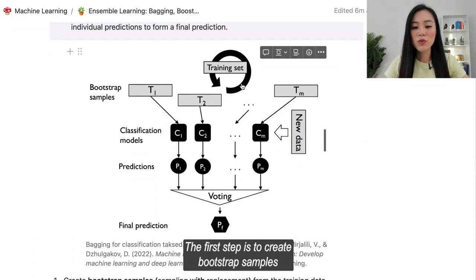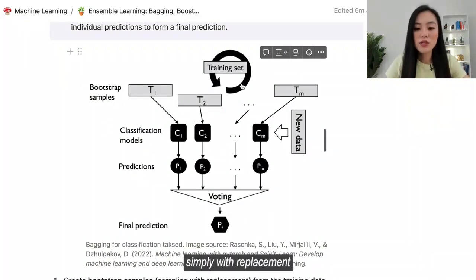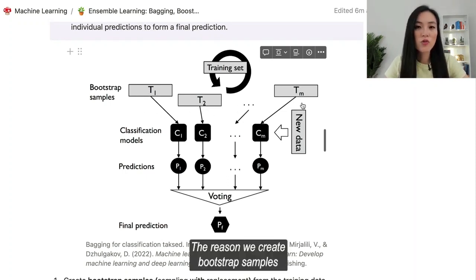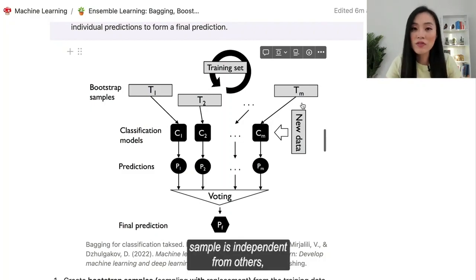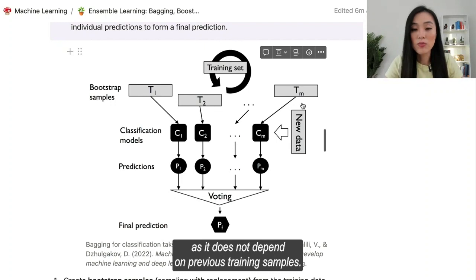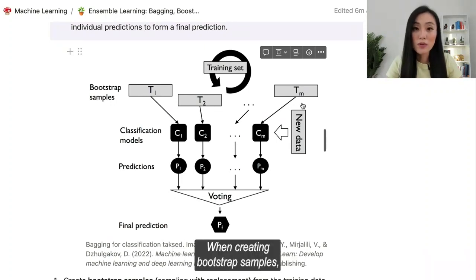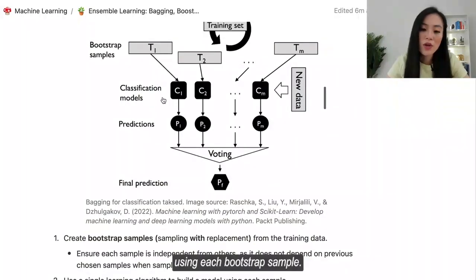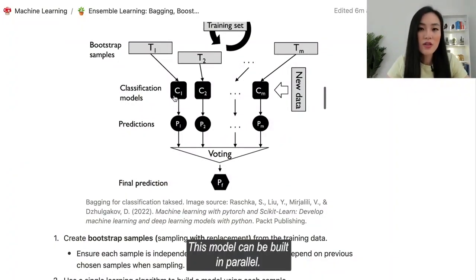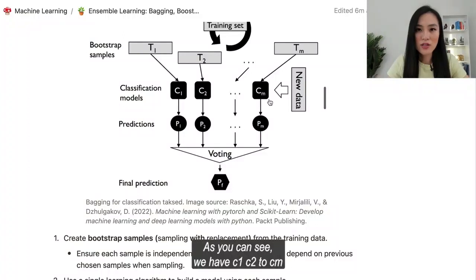The first step is to create bootstrap samples, sampling with replacement from the training data. Here we have M bootstrap samples from T1 to Tm. The reason we create bootstrap samples is that we want to ensure each sample is independent from others, as it does not depend on previous chosen samples when creating bootstrap samples. Then we use a single learning algorithm to build a model using each bootstrap sample. These models can be built in parallel. As you can see, we have C1, C2 to CM, M classification models in total.